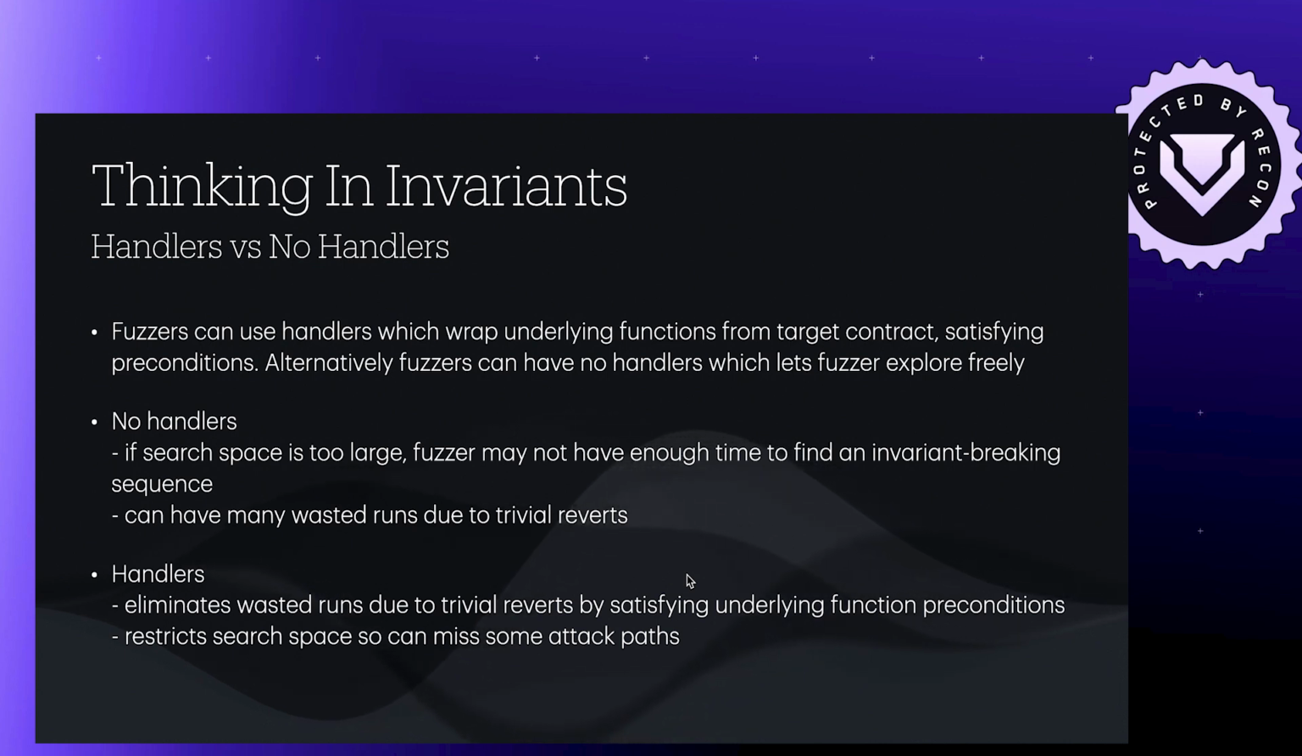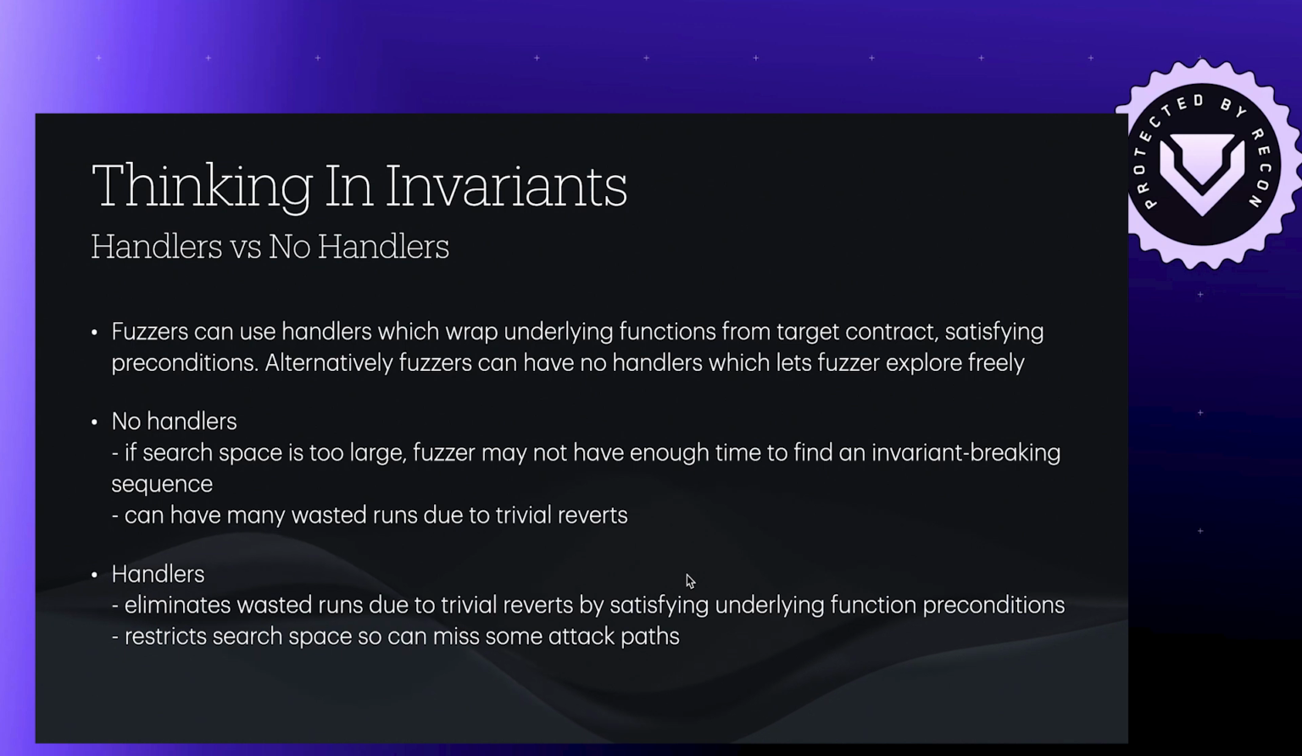Well, if we have no handlers, then the search space can be too large, so the fuzzer might not have enough time to find that invariant breaking sequence. But the trade-off here is that without any handlers, we can have many wasted runs due to triple reverts because there are require statements that will just fail over and over again. With handlers, we can eliminate wasted runs due to those triple reverts by satisfying the underlying function preconditions.